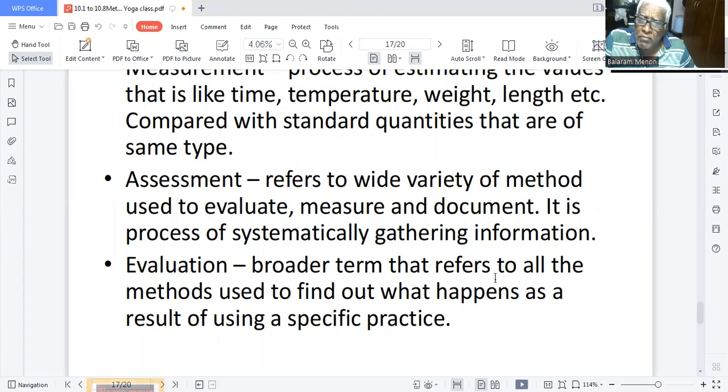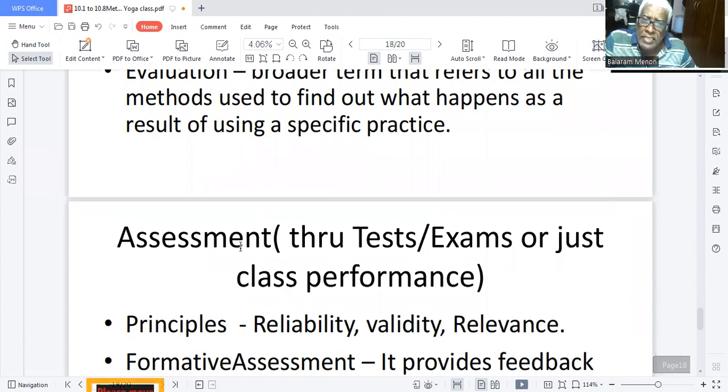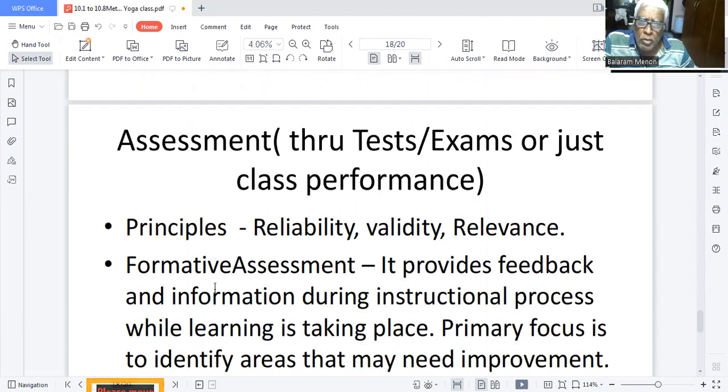Evaluation is a broader term that refers to all the methods used to find out what happens as a result of this method. Assessment is through test examinations or just the class performance. This is good in the theory part. In the practical part, the students who just want to be healthy, they just want to practice this. But they should understand, you cannot tell the students who are coming, you appear for YCB examinations, I'll teach you YCB classes level 1 or level 2. No, they are not interested in that. They just want to be healthy so that they can perform better in society. That is the only idea behind that. So that's why you have to give importance to this one.